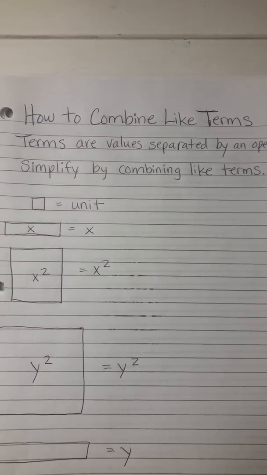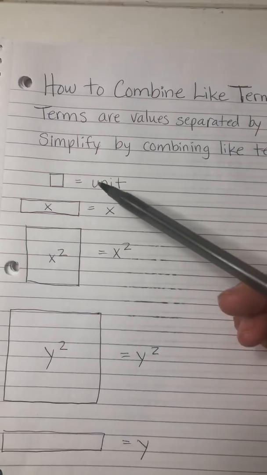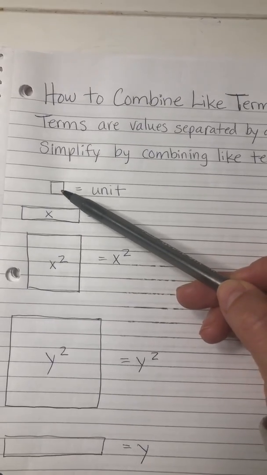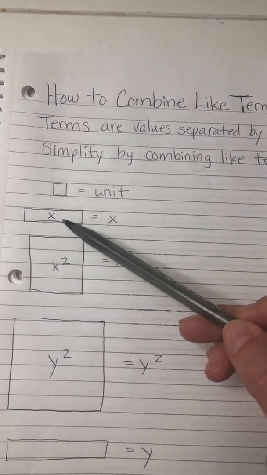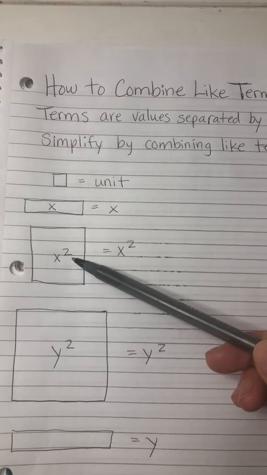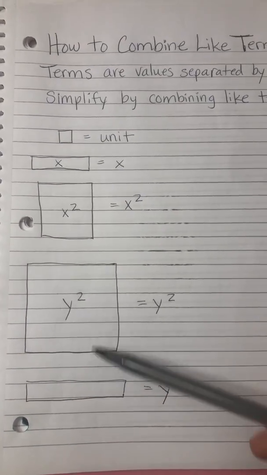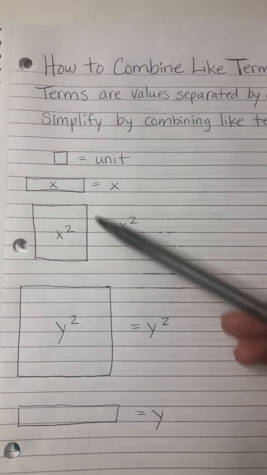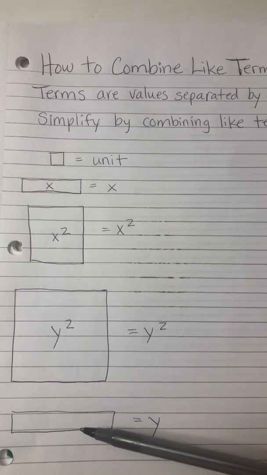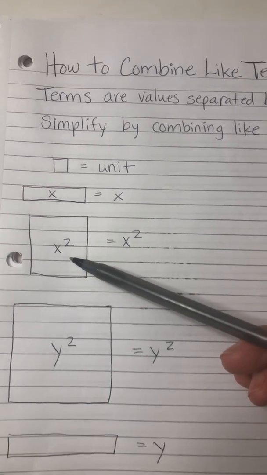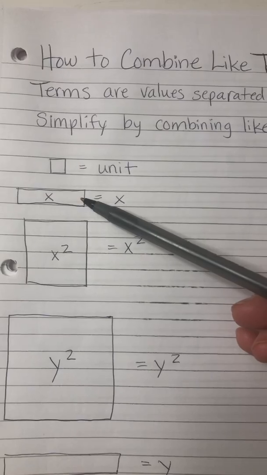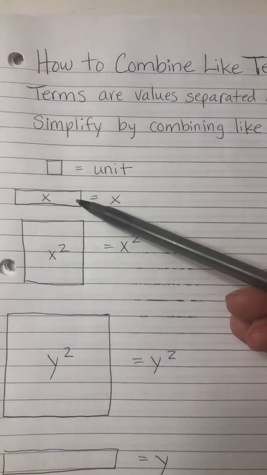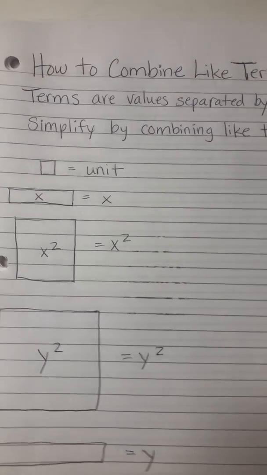Terms are values separated by an operation. To simplify by combining like terms, you have to understand that numbers or units are not the same as an x term or an x squared term. We also have y squared and y. We had these tiles that we brought out on our desk. And we need to understand that if you have an x squared value, you cannot combine it with an x. These are different area values. They're different values. So let's try a few expressions and simplify by combining like terms.